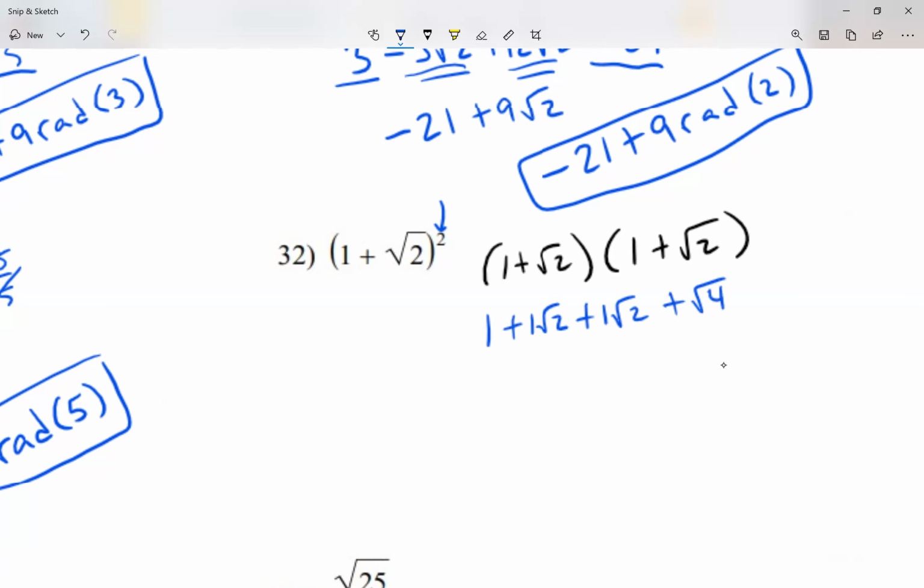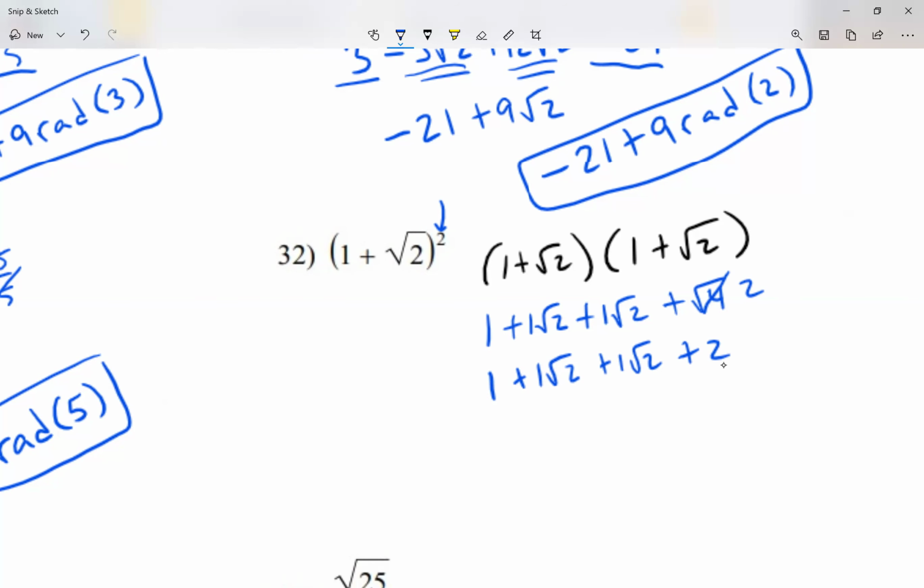Let me simplify what I can. Nothing I can do here. Plus 1 radical 2, nothing I can do here. Plus 1 radical 2, nothing I can do here. Now the square root of 4 is 2. So I'm going to call that plus 2. It became a whole number because it's a perfect square.